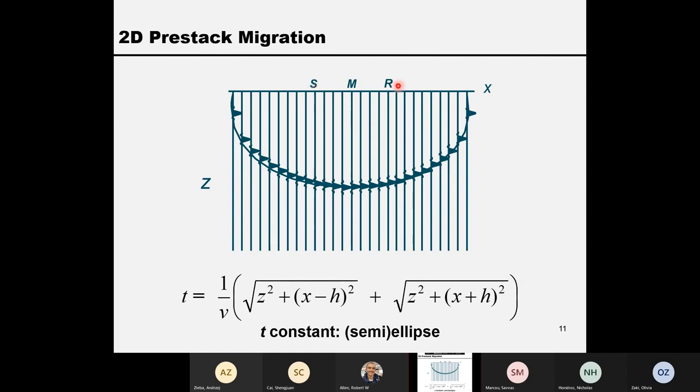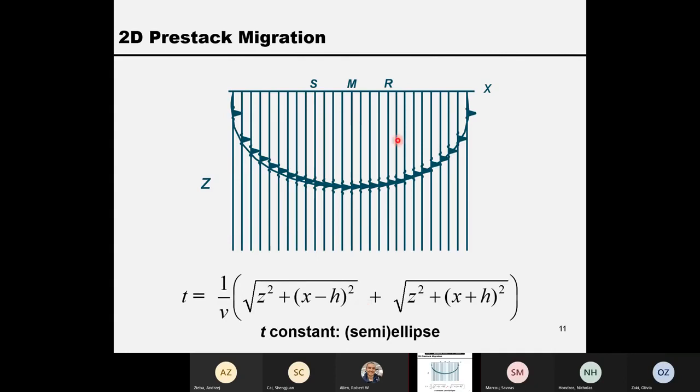Okay, let's see that if S and R gradually move to the midpoint, which means zero offset, right? Zero offset migration we learned in the previous session, which is post-stack migration, right? Okay, if S and R move to M, so h is zero. h equals 0 means here z squared plus x squared, right? And then here you have 2 here. So this is exactly the zero offset migration formula, right?